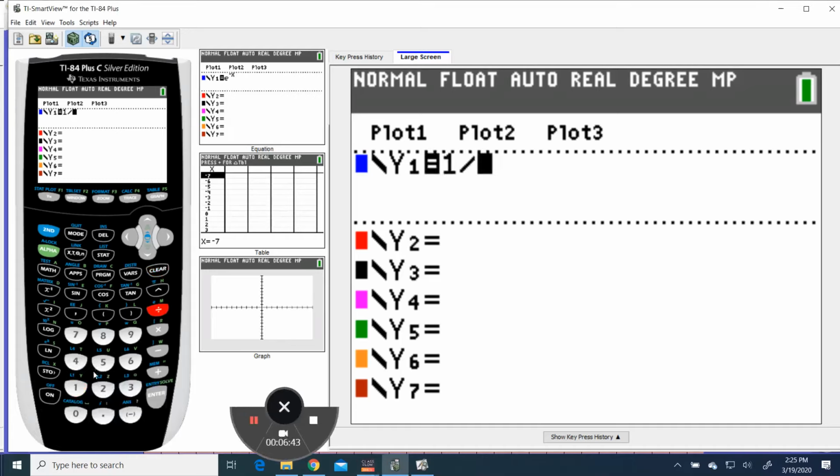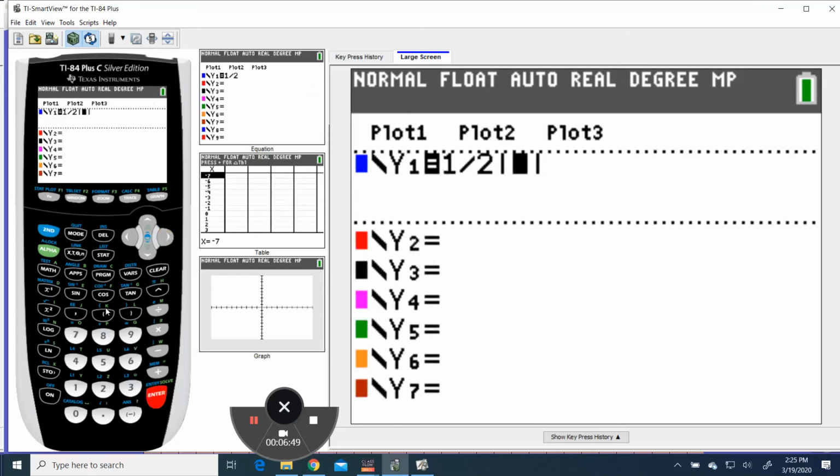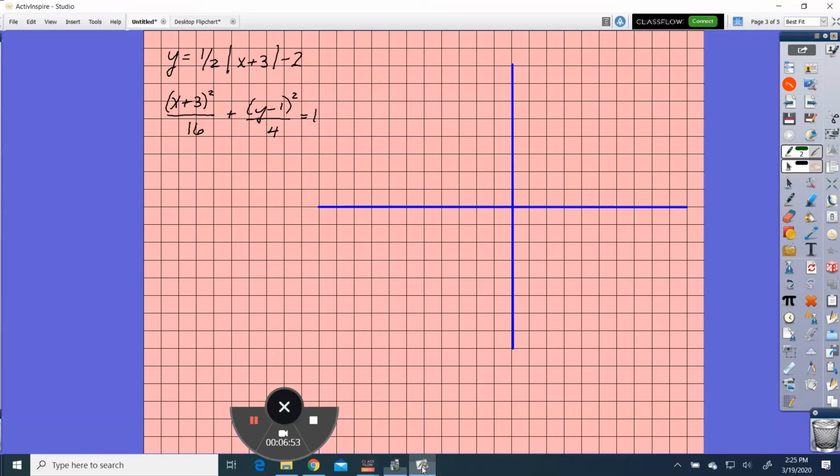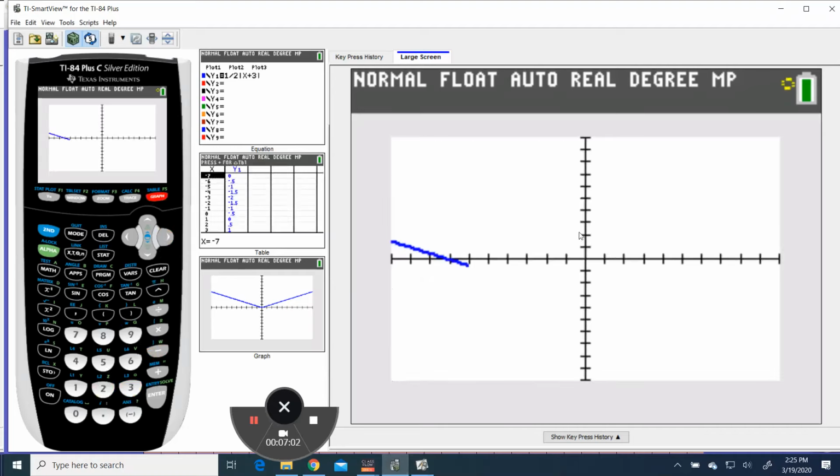1/2 absolute value. So if you hit math, go over number, abs, x plus 3, and minus 2. Minus 2. Graph. So here's what my graph looks like. Looks like it has a center right here at 1, 2, 3, negative 2.